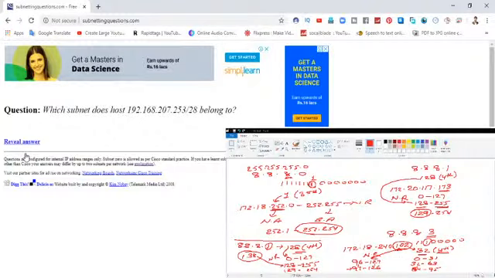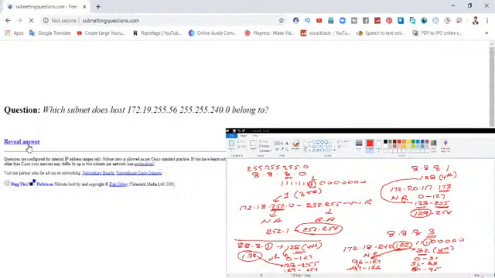Now, which subnet does the host belong to? The answer would be 192.168.207.240. Make a note. 192.168.207.240 would be the answer. Again, fractions of seconds. Let us check the answer. Absolutely right. Cool.